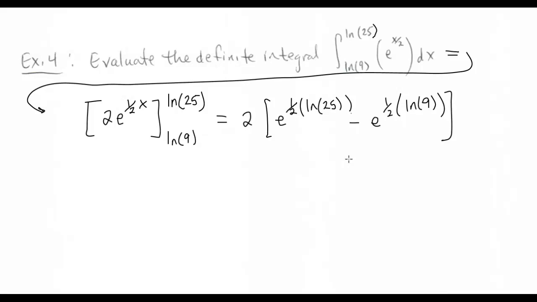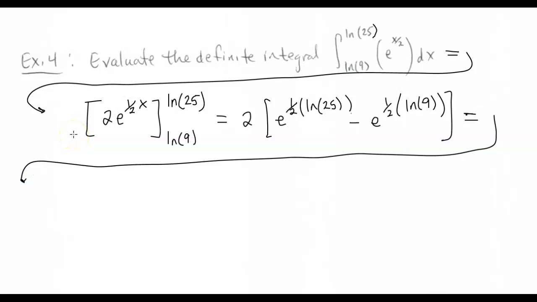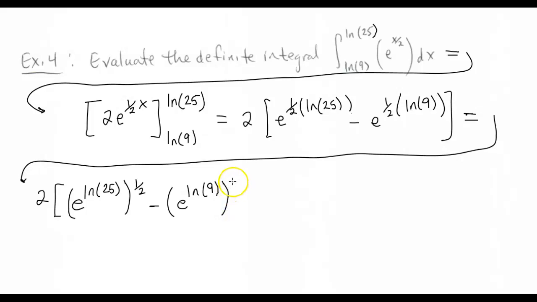All right. So in looking at this, please note that here, if we use our exponential rules, we could rewrite this situation as follows. So we can say e raised to the natural log of 25, and we take all of that raised to the 1/2, minus e raised to the natural log of 9, all that raised to the 1/2.